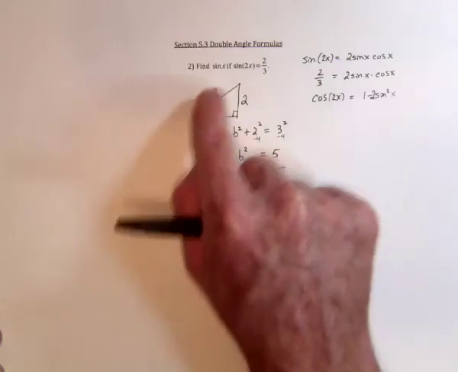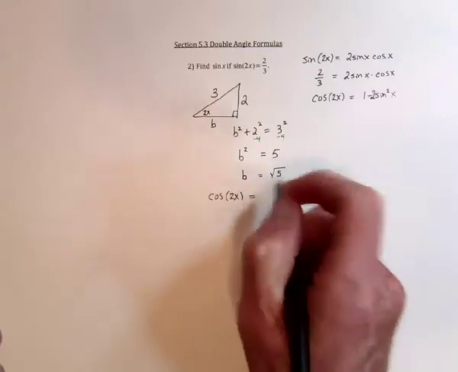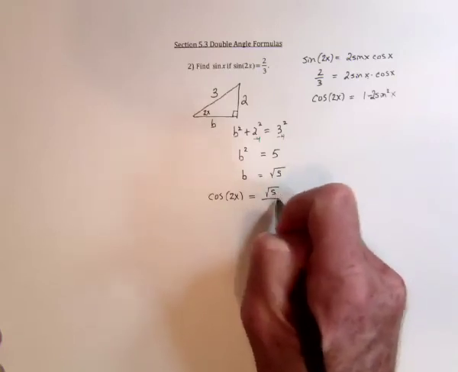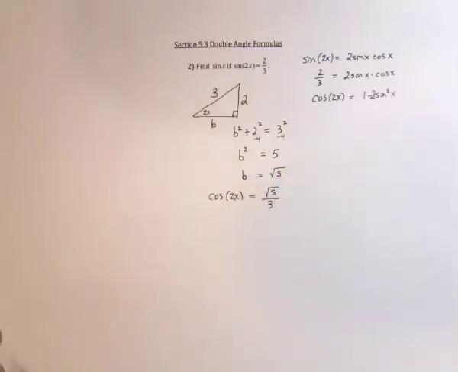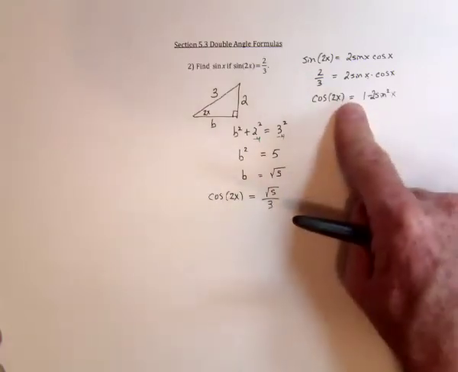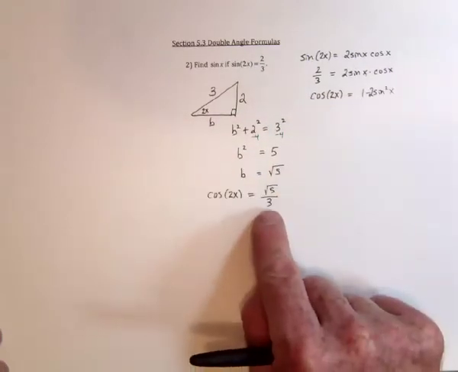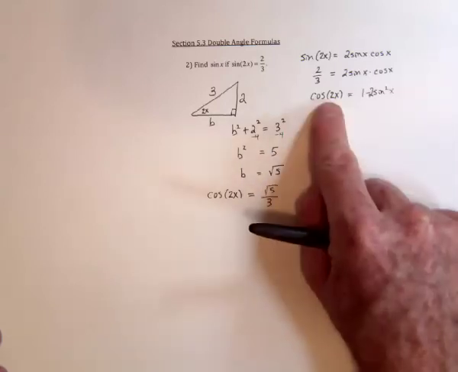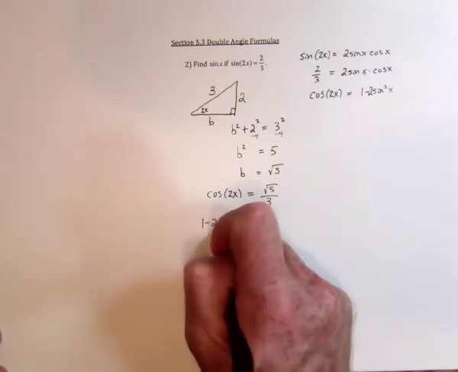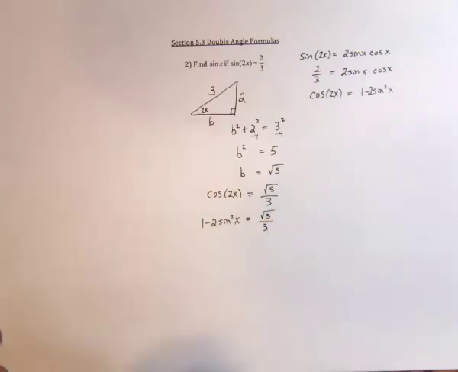Now I can figure out from this triangle what cosine of 2x is equal to. So cosine is adjacent over hypotenuse, so that's going to be the square root of 5 over the hypotenuse of 3. And now put the two ideas together. So on the one hand we have this formula, on the other we have that cosine of 2x is equal to this fraction. So substitute that right over here. So 1 minus 2 sine squared of x is equal to the square root of 5 over 3.